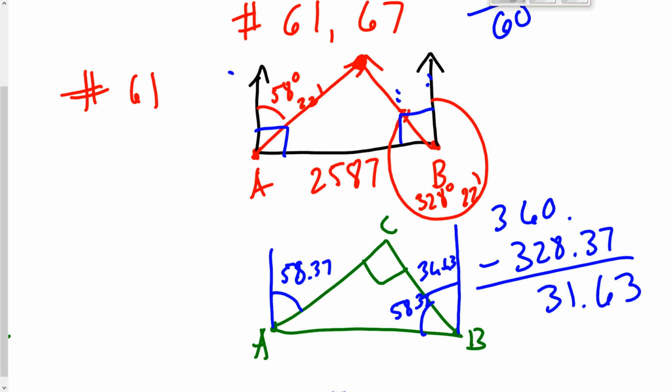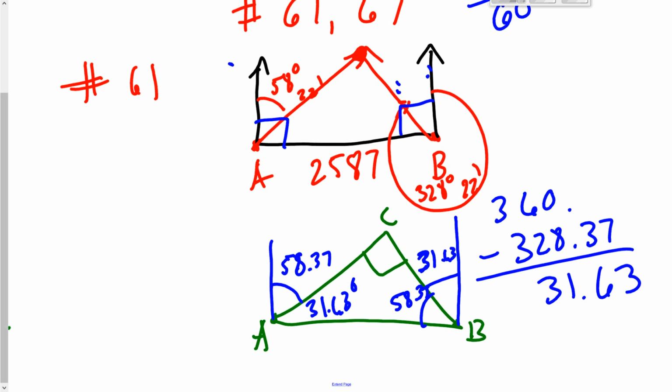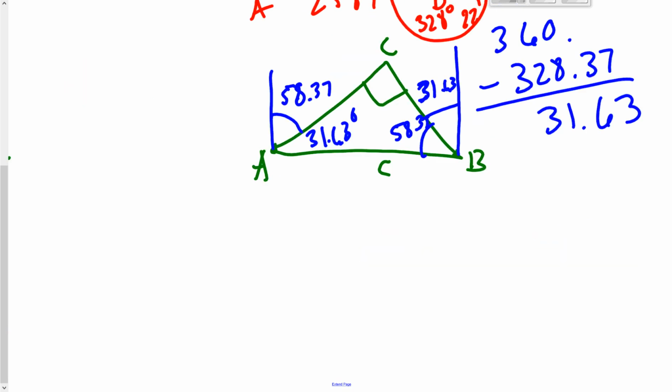Yeah, 0.37. This right here is not a 36, it's 31. Okay, and then this one would be the 31.63 degrees. All right, and then we're trying to find this distance from A to B. So that would be little c. So that's our hypotenuse. So we could do sine or cosine. Are we trying to find that, or do we know? No, sorry, we know that distance. The hypotenuse, 2587. Yeah, 2587.